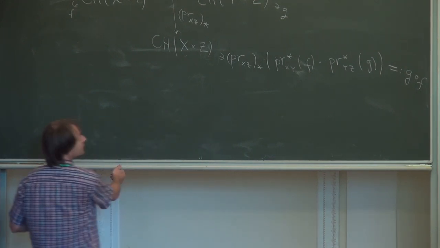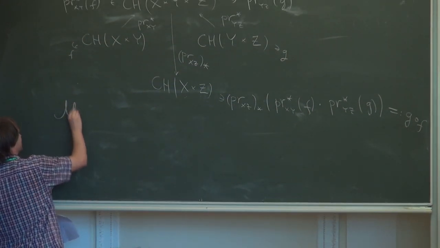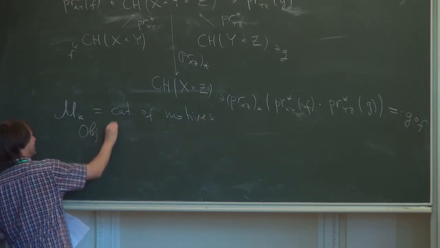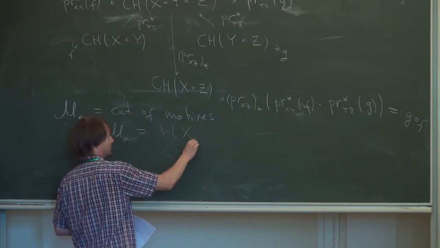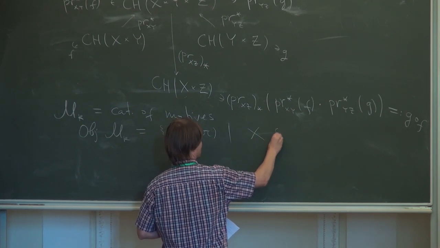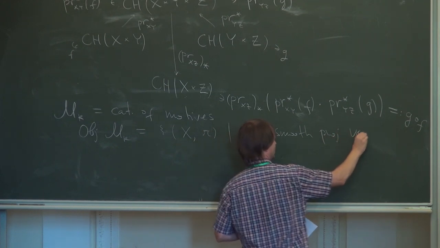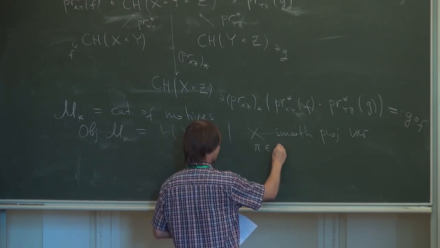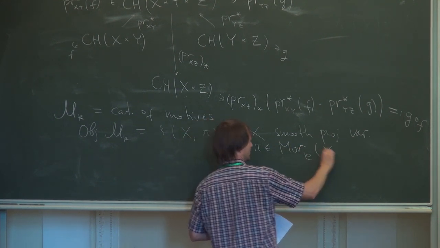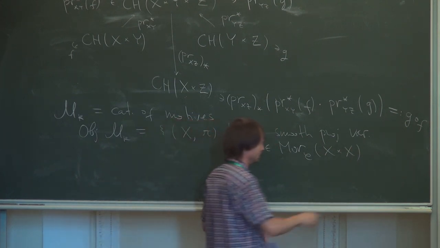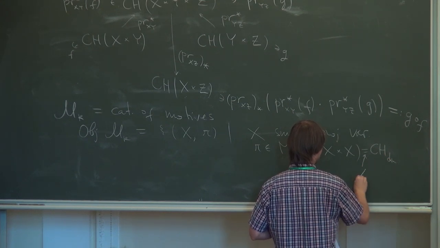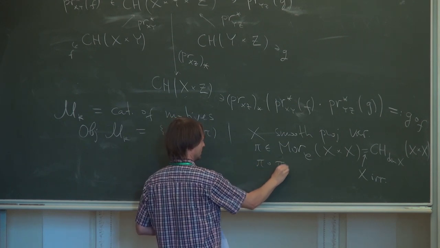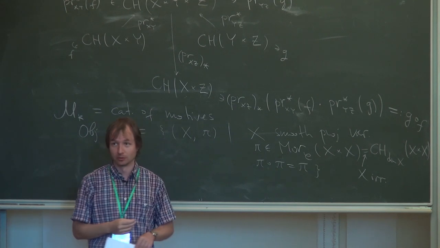And the last step, but just, I think, two lines, the category of motifs. Also, the objects are now pairs. X is a smooth projective variety, as before, and pi is an endomorphism of X in the category C. Well, if X is irreducible, this is just the Chow group of X times X, satisfying the equation pi times pi is pi, with respect to this composition product, not the intersection product, but the composition product.